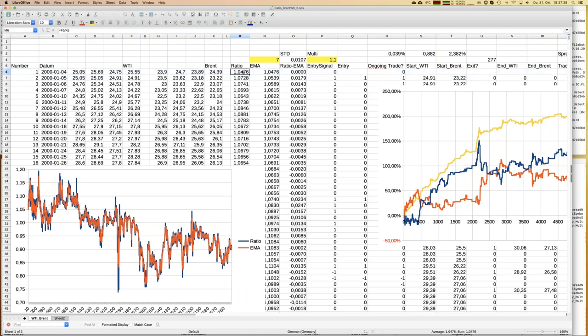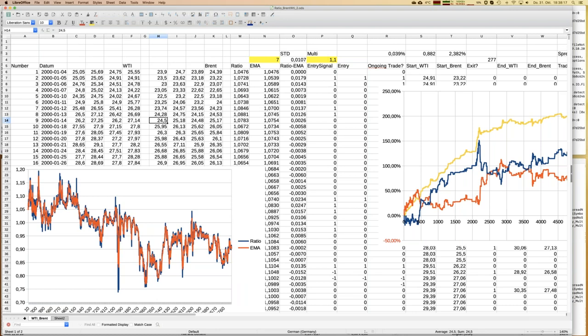Then it's quite easy. Build the ratio of the two, create an EMA on that ratio, and now just subtract them. So ratio minus the EMA value, starting with a zero here. Then we have the deviation between the actual ratio and the EMA. And if we have a certain threshold, which in this case is just 1.1, we get a trigger for a trade. Let me explain it a little bit more.